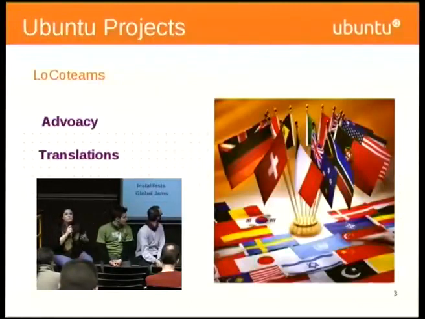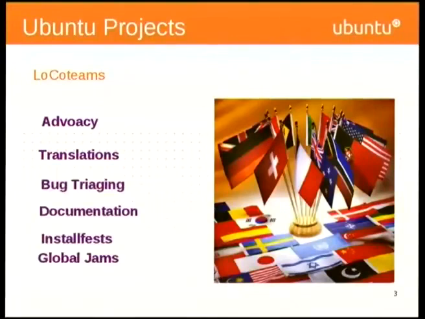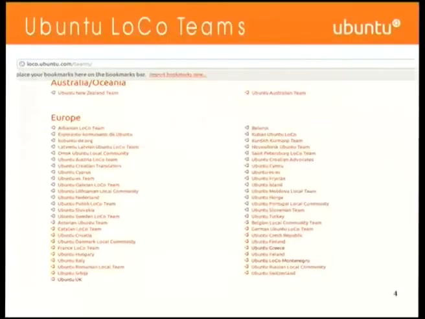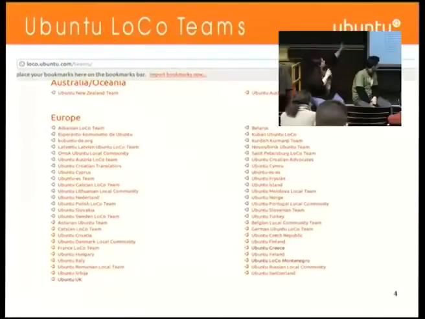The loco team's whole purpose is to do advocacy, translations, bug triaging, documentation, install fests or global jams. So they take part in local events, they organize their own events, or they take part in the greater global community for Ubuntu. This is actually a community project that was totally driven by us. It's called loco.ubuntu.com, and on there is a resource for loco teams. They can put all their information, the wiki contact, the website information, forums, and we also put all of our events onto the next page.